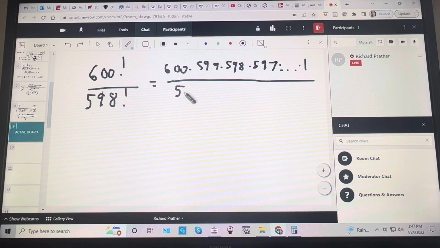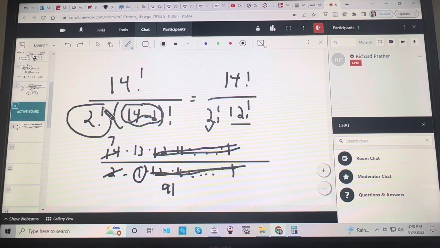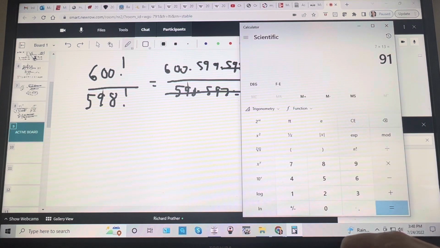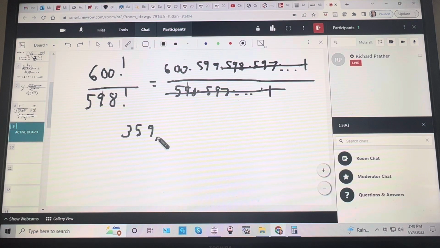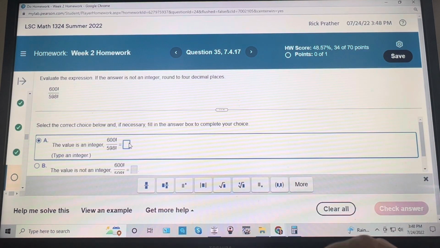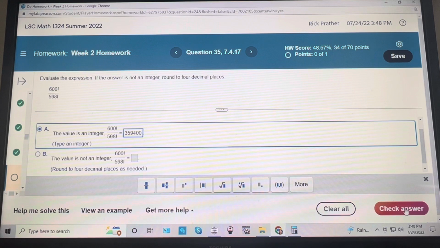But luckily, the bottom is 598 factorial. So the entire bottom cancels with all but 2 numbers in the top. And unlike the previous problem, we don't have this extra 2 factorial here. So there's nothing left in the bottom, and you don't have to divide anything. It's just 600 times 599, and you're done that quick, even though that alone is very large. $359,400, and it is an integer, no decimal or fraction.